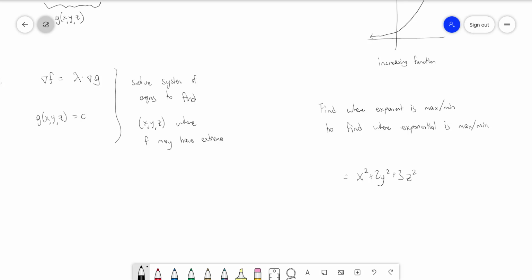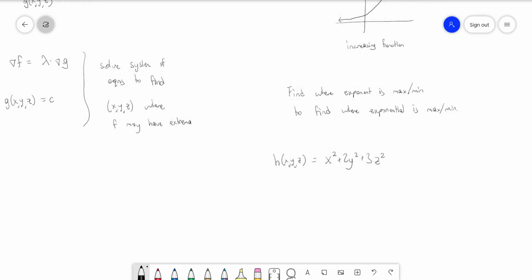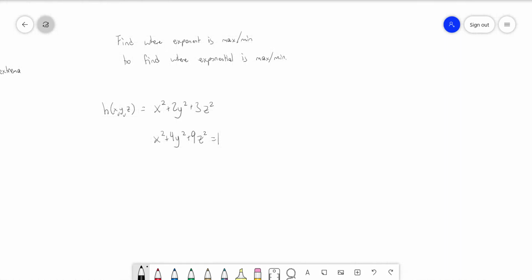I'll call this h, since it's not the same as f. So I'm going to optimize h subject to the constraint of being on the ellipsoid. So I'll do Lagrange multipliers on these two functions. Let's do the gradient of h: partial with respect to x, with respect to y, with respect to z. And the partials of g, which was our constraint function: with respect to x, y, and z.